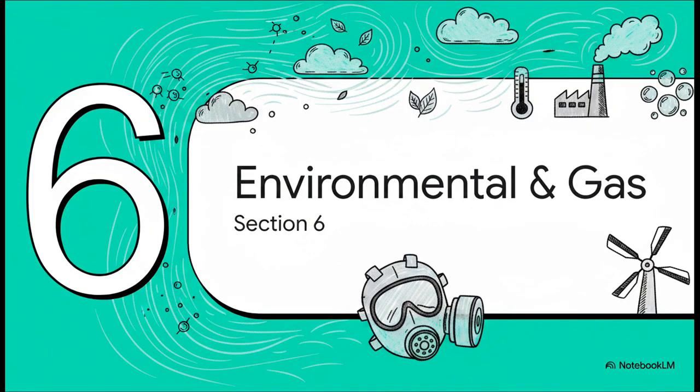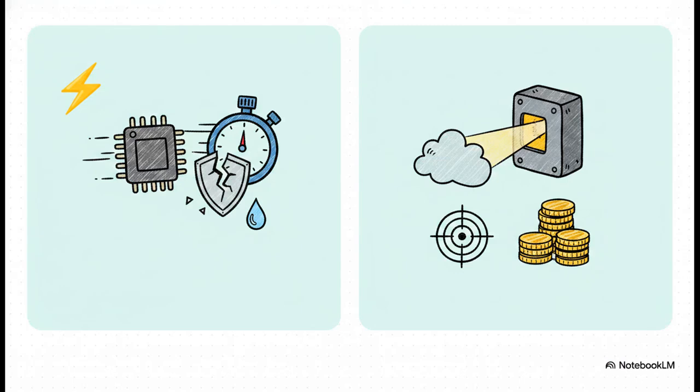Finally, let's wrap up with Section 6, Environmental and Gas Sensors. If you want to measure chemical compositions, like finding carbon monoxide in a room, you generally have two primary choices. Semiconductor gas sensors actually change their physical resistance when a gas interacts with their surface. They are compact, cheap, and respond very rapidly, which makes them perfect for a home air quality monitor. But they're fragile and super sensitive to humidity.